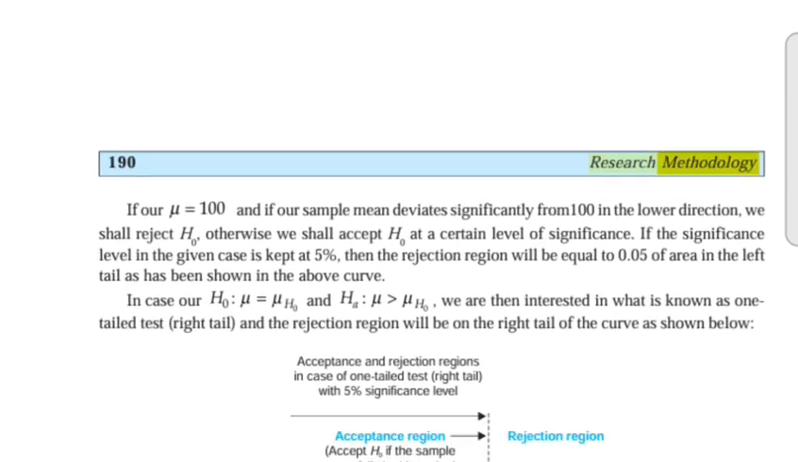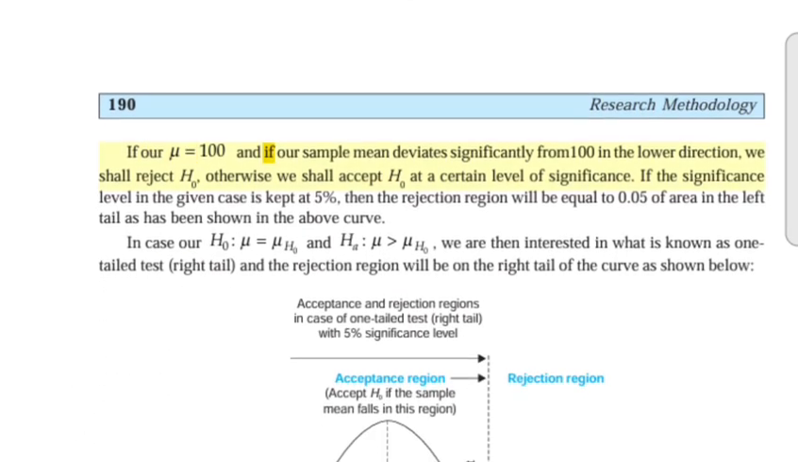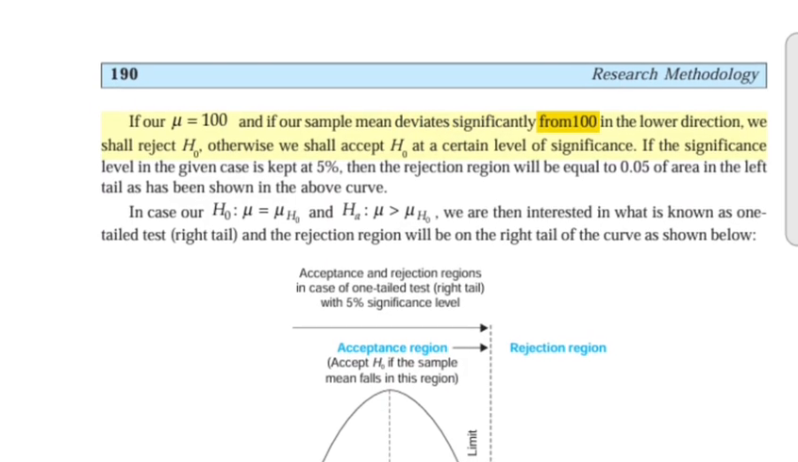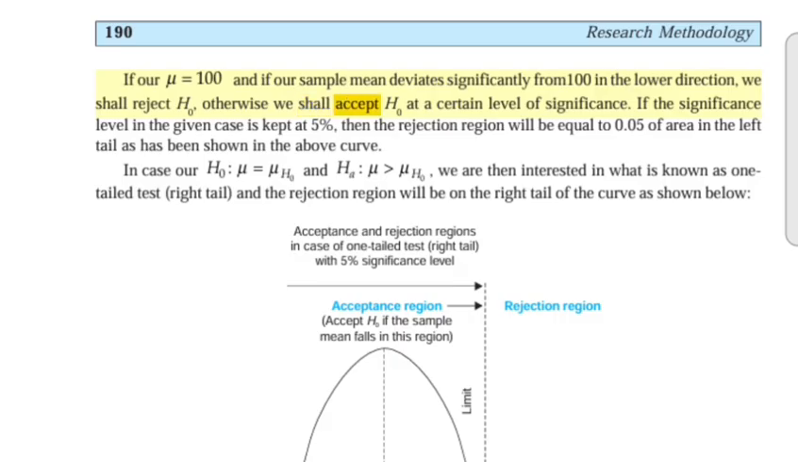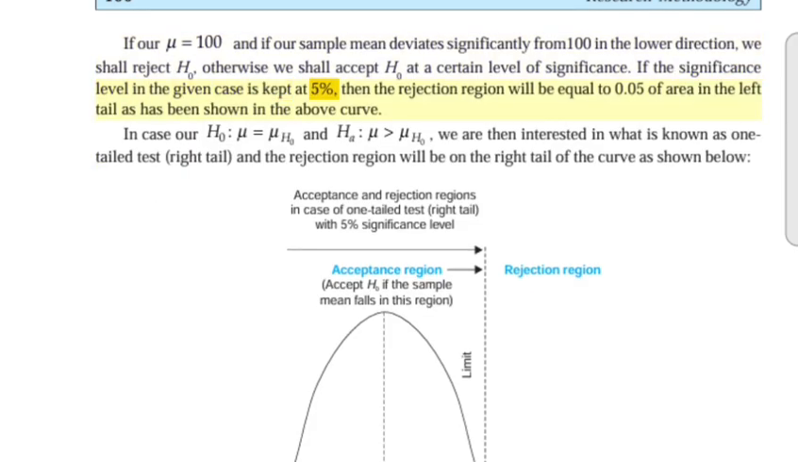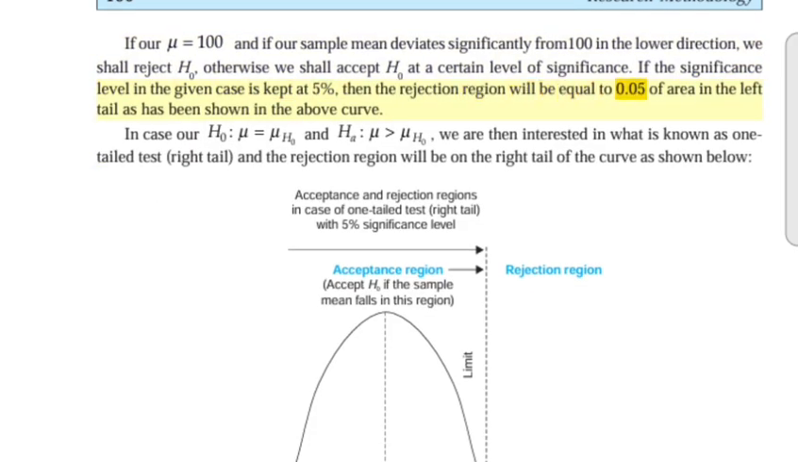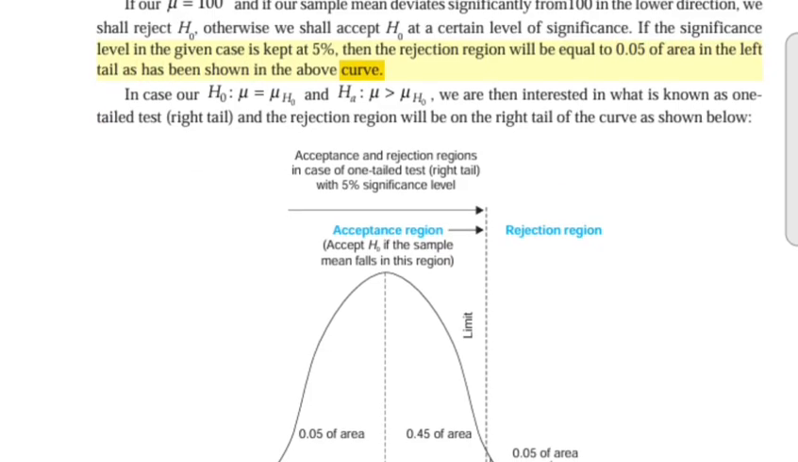If μ_H0 equals 100 and if our sample mean deviates significantly from 100 in the lower direction, we shall reject H0, otherwise we shall accept H0 at a certain level of significance. If the significance level in the given case is kept at 5%, then the rejection region will be equal to 0.05 of area in the left tail, as has been shown in the above curve.